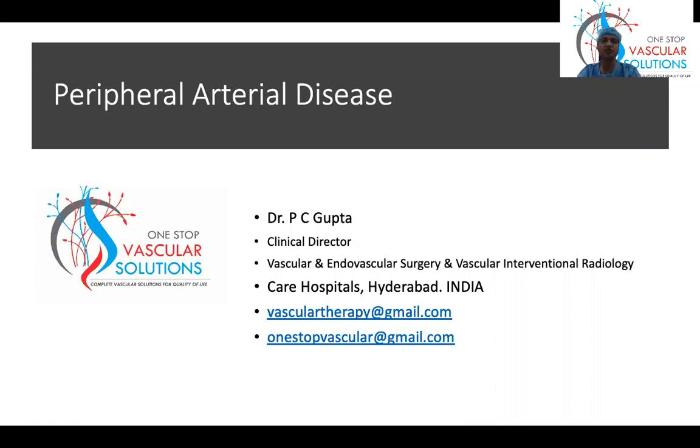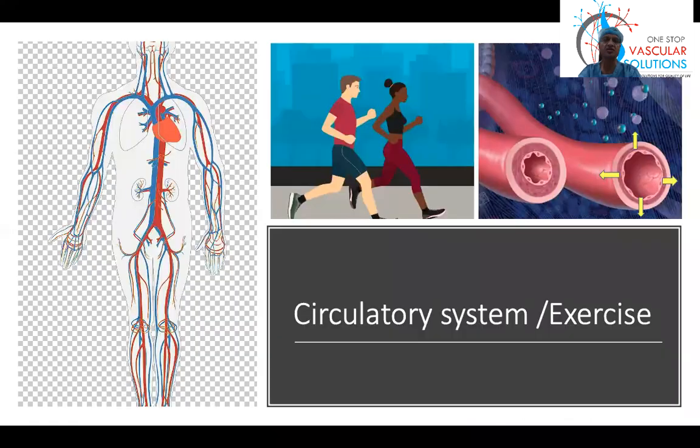September is the month for PAD, and today we will speak about peripheral vascular disease or peripheral arterial disease. Now this is basically a diagram of the circulatory system. What you are seeing in red are the arteries which carry blood from the heart to various tissues and organs, and the ones in blue are veins which carry the blood back to the heart. The blood from the heart then goes to the lungs to get oxygenated and then comes back to the heart to be pumped back into the body.